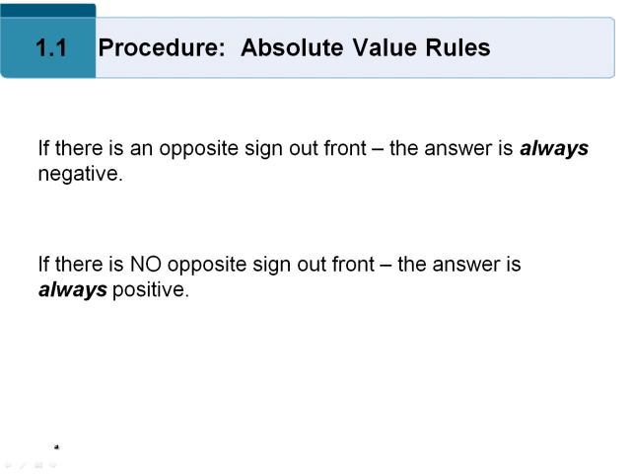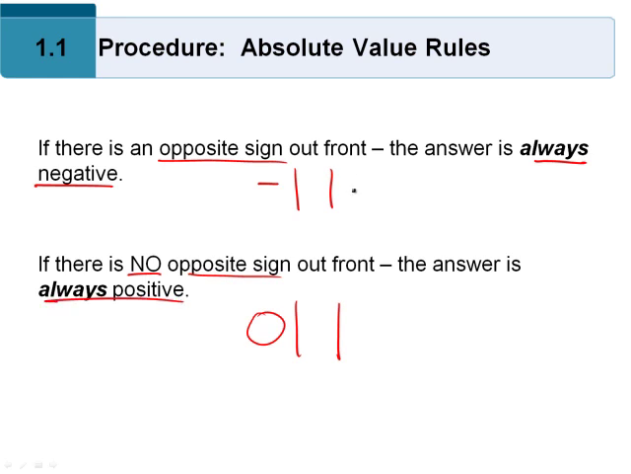So here are the main rules that you need to remember for absolute value. If there is an opposite sign out front, so that's where you have the opposite sign out in front, not of the parentheses, but out in front of the absolute value sign, the answer is always negative all the time. And if there is no opposite sign out front, so that's where you just have absolute value, no sign out here in front, the answer is always positive. So this one up here with the sign out front, the answer is negative. No sign out front of the absolute value, the answer is positive.